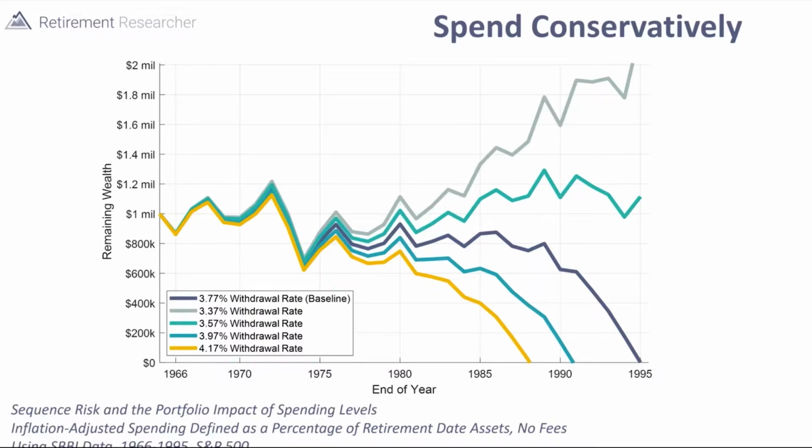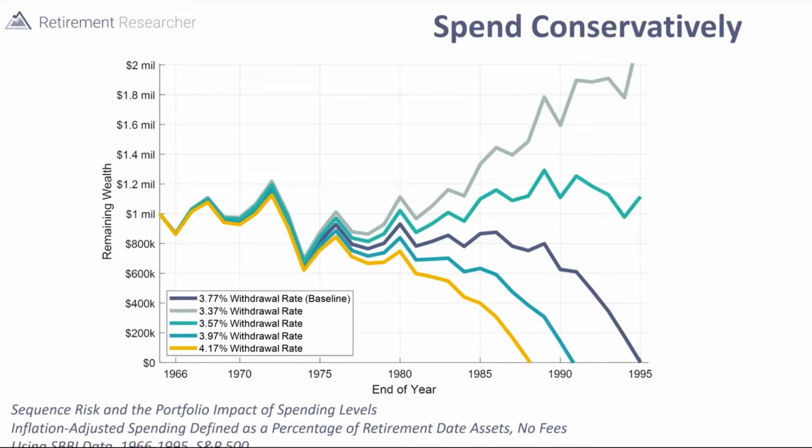With an even further reduction to the 3.37% withdrawal rate, you're going to have over $2 million left at the end of 30 years. And it works the other way as well, that if you increase the withdrawal rate to 3.97, instead of having the money last through 1995, you're running out in 1991.